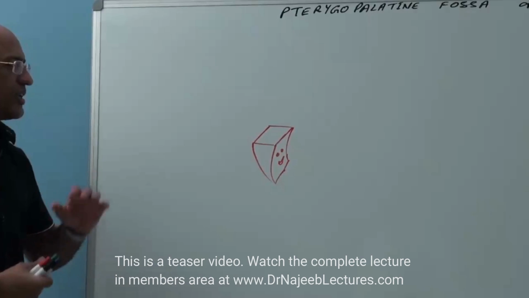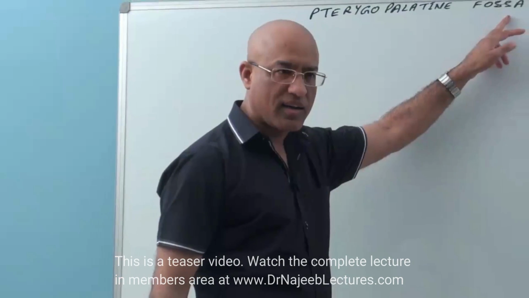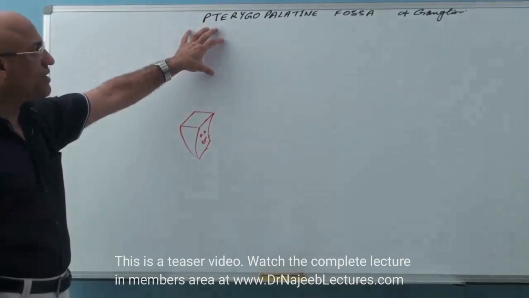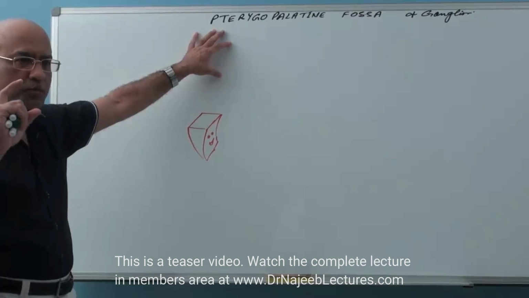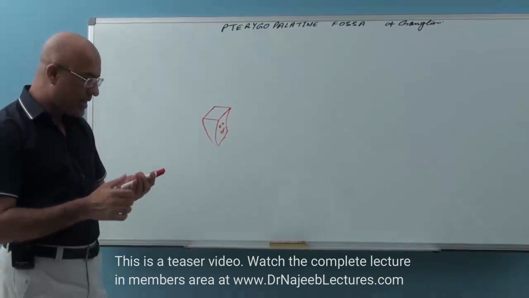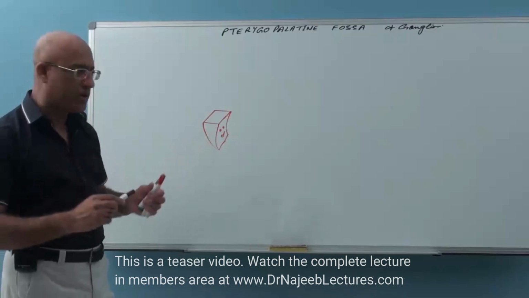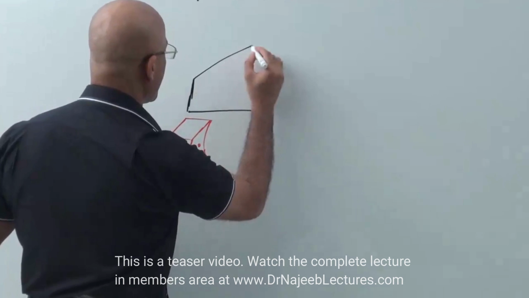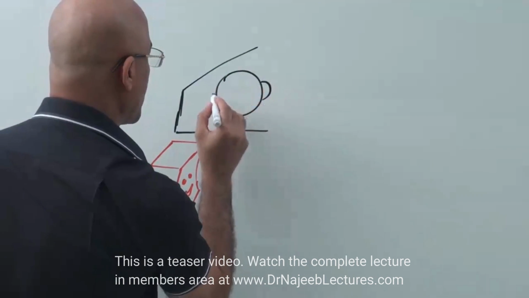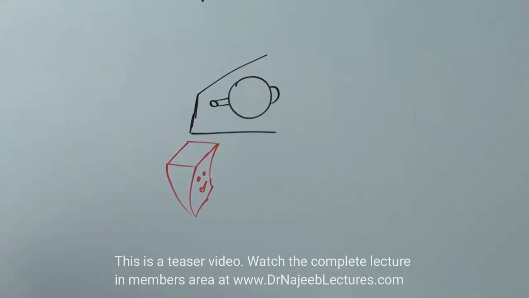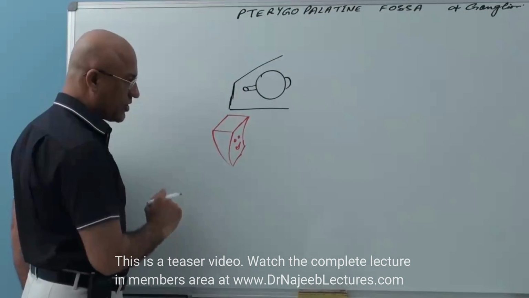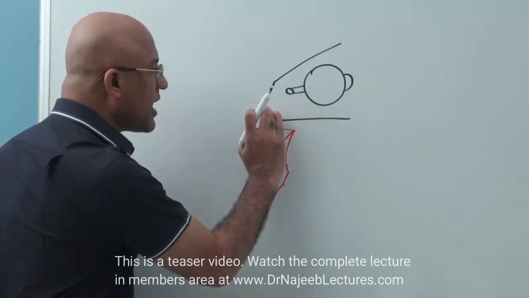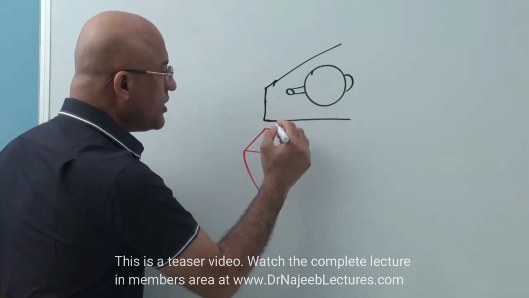Now, the first question is, this Pterygopalatine Fossa, a space in the bones of the skull, where is it exactly located? What is the exact position in head and neck, right? Let me draw some familiar structure which everyone knows, for example, the orbit. Here is your orbit. All of you know what the orbit is, and it houses the eyeball and related structures.